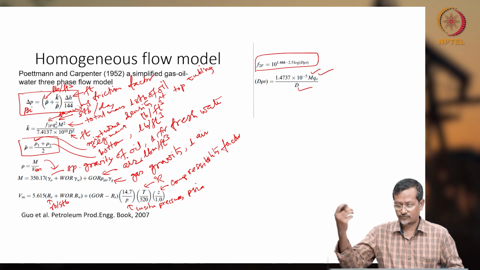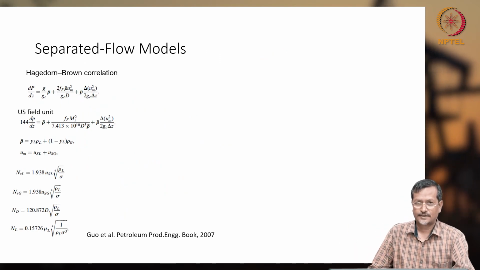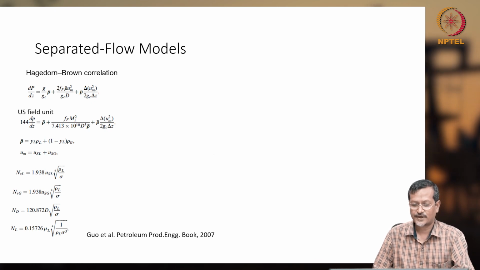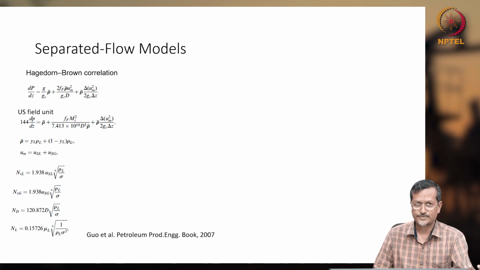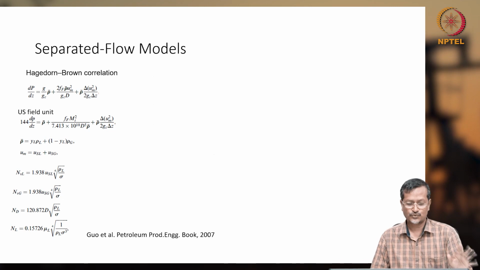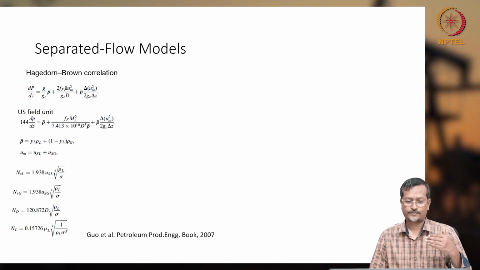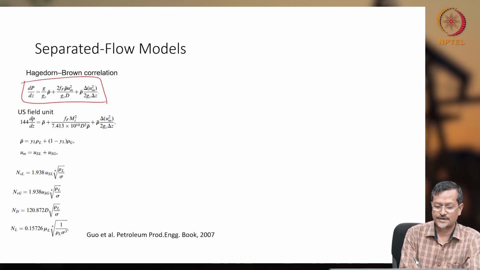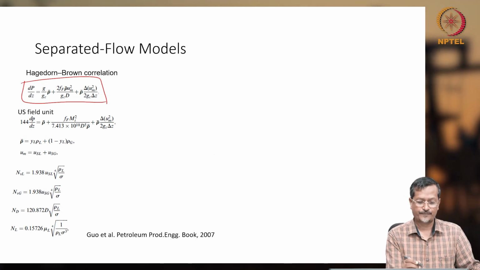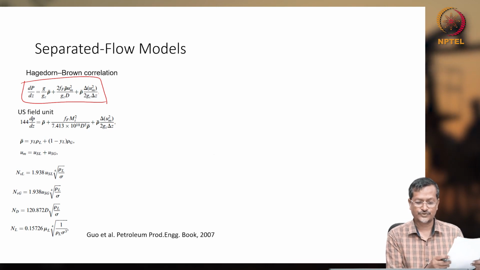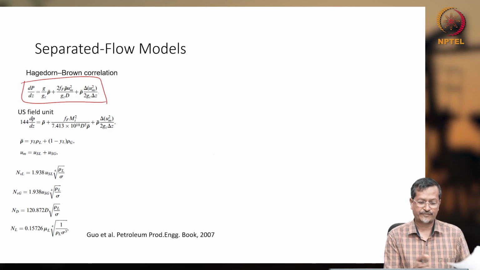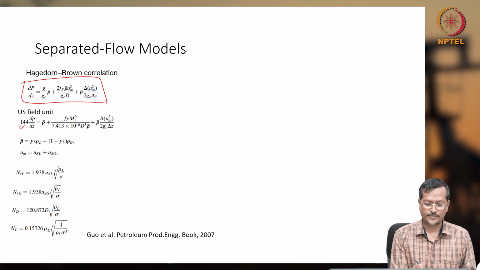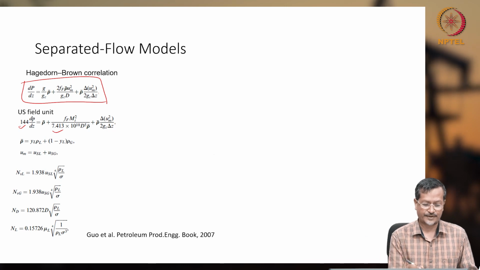Again, we have the homogeneous flow model and the separated flow model. The separated flow model gives much more accurate results, but it is very complex because manual calculation is very difficult. But we should know how to calculate for the separated flow model. The basic equation is the pressure gradient dP by dZ equals g by gc rho bar, plus f rho u_m square gc by d, and this velocity term u_m square. Now if you are using US field units, you have to put in the 144 term; all these extra terms will come for field units.